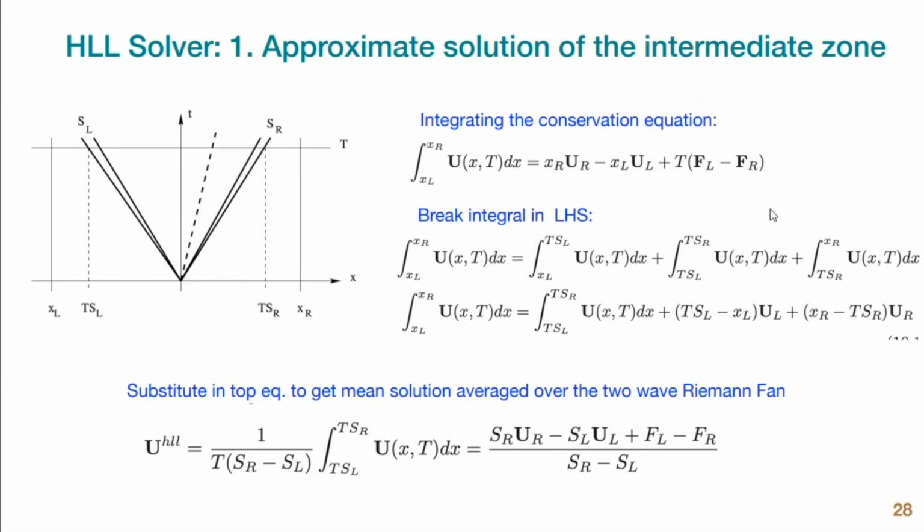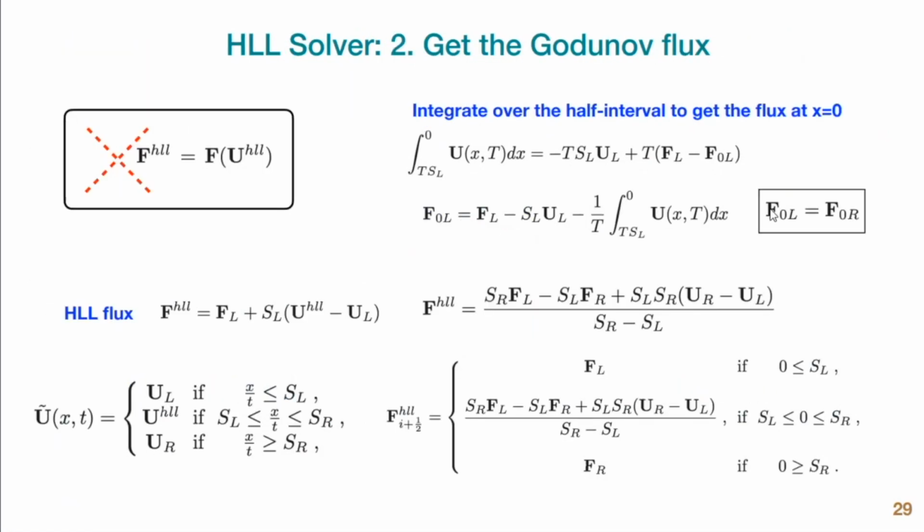Okay. Now you might think, okay, I have the U_HLL. Let us just compute the flux here using this U_HLL value. That does not give you that good a solution. F_HLL is not equal to F of U_HLL. You have to be a bit more careful about doing that. Again, you go back to your integral, the basic integral relation, the conservation relation.